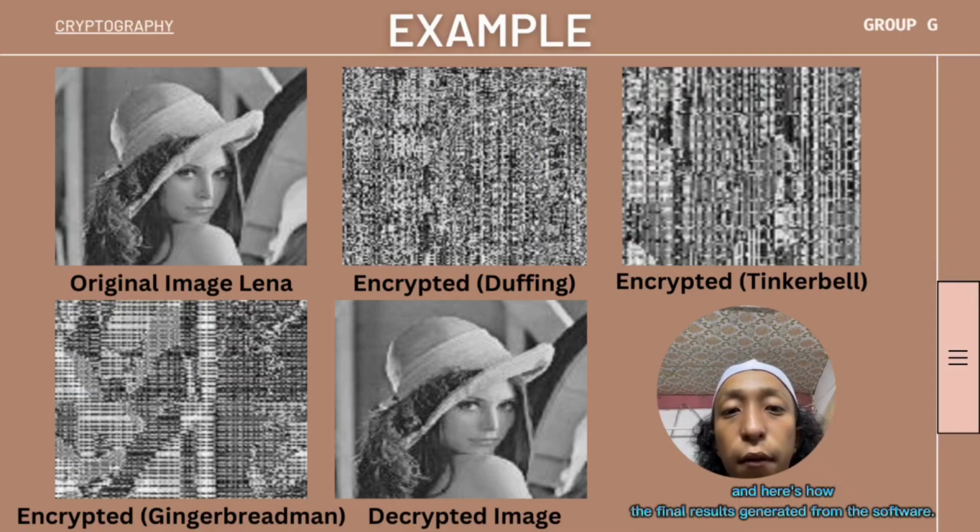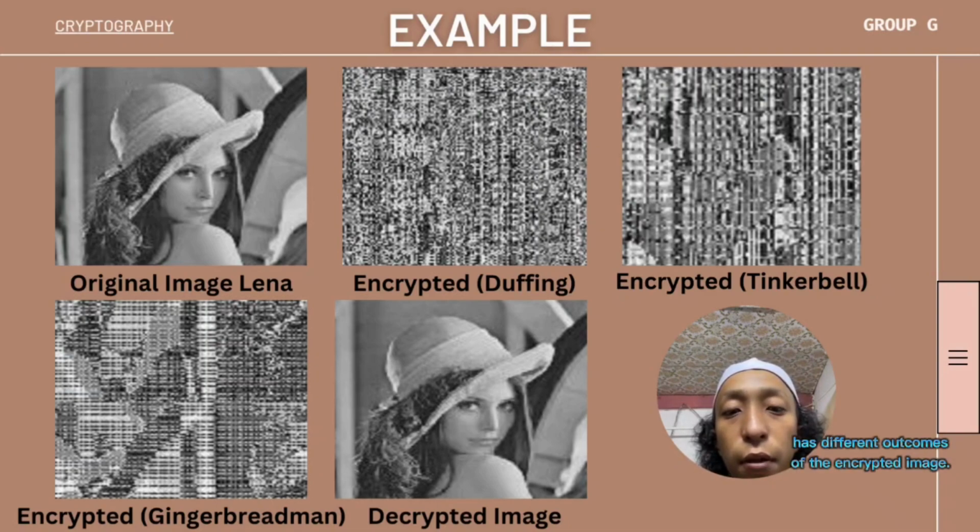And here is how the final result is generated from the software. As we can see, each map has different outcomes for the encrypted image. The efficiency and robustness of the encrypted image can be evaluated in a few aspects, which will be emphasized further in the results. But the big idea is how it can resist all kinds of known attacks. We can see the Duffing map has performed a good encrypted image compared to the Tinkerbell map and Gingerbread Man map.